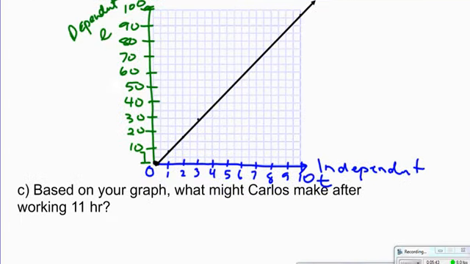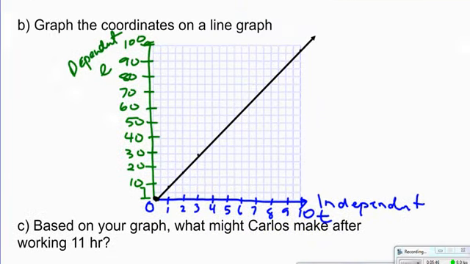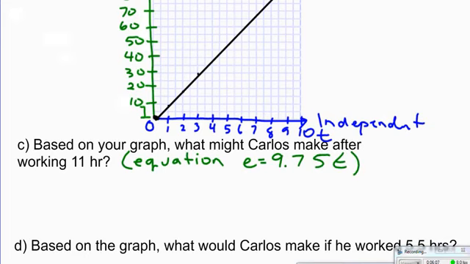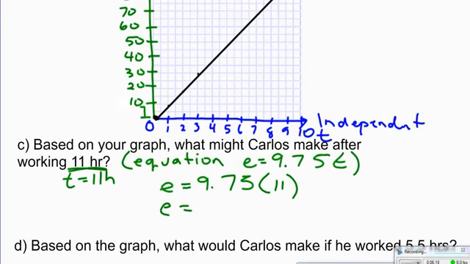Okay, it's beautiful. So based on our graph, what might he make after working 11 hours? So if you notice our graph only goes to 10 hours, we would need to go past our graph. So because we don't have our graph, let's use our equation. E equals 9.75 times T. And so this is telling us that T equals 11 hours. So E equals 9.75 times 11. So his earnings are going to be $107.25. Okay?